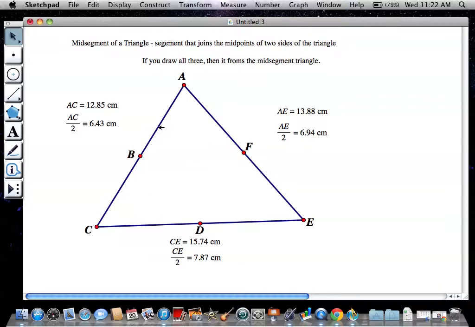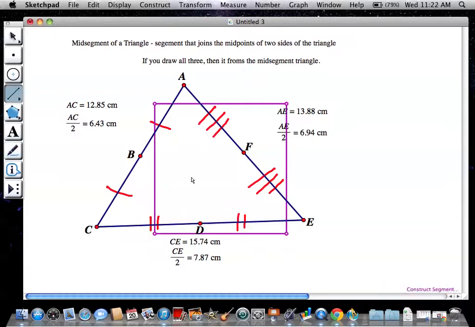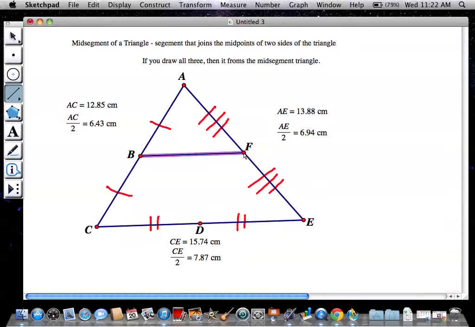B is the midpoint, so I can write this congruent to this. D is the midpoint. These two things are congruent. F is the midpoint, so this is congruent to this. Okay, and so the midsegment of a triangle would be when I draw from B to F. So BF is the midsegment.